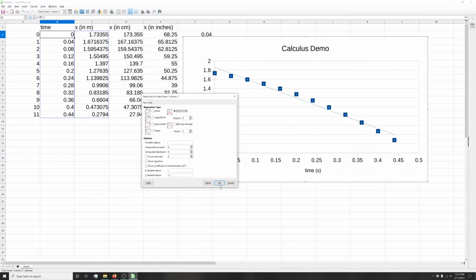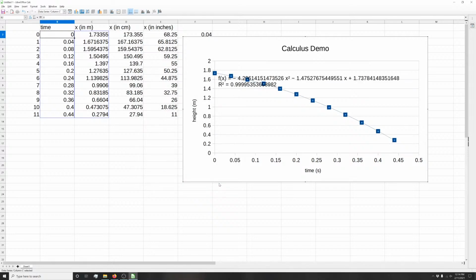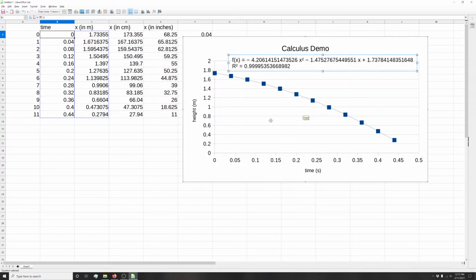So I can apply that. The other thing I want to do is show the equation, and I'll also show the coefficient of determination, the r² value. And we'll go OK. And there we go. Looking at the r² value, which is an indicator or measurement of fit to the data, it's doing pretty good. There are about 4 decimal places of 999.